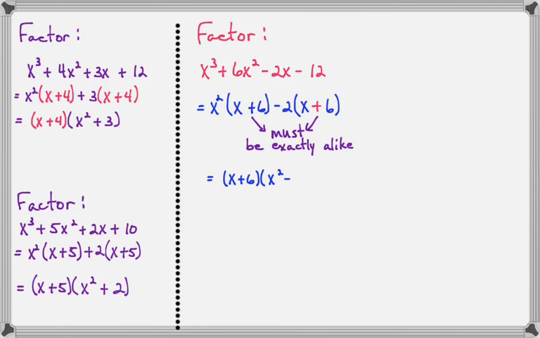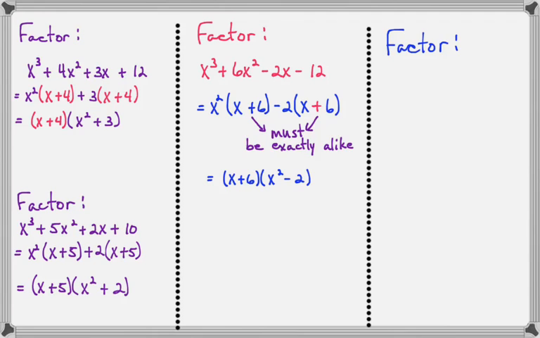Alright, now moving ahead, they both have an x plus 6. And so we get x plus 6 times x squared minus 2. So bottom line, every time you have a negative that starts the second group, you change this sign and continue.